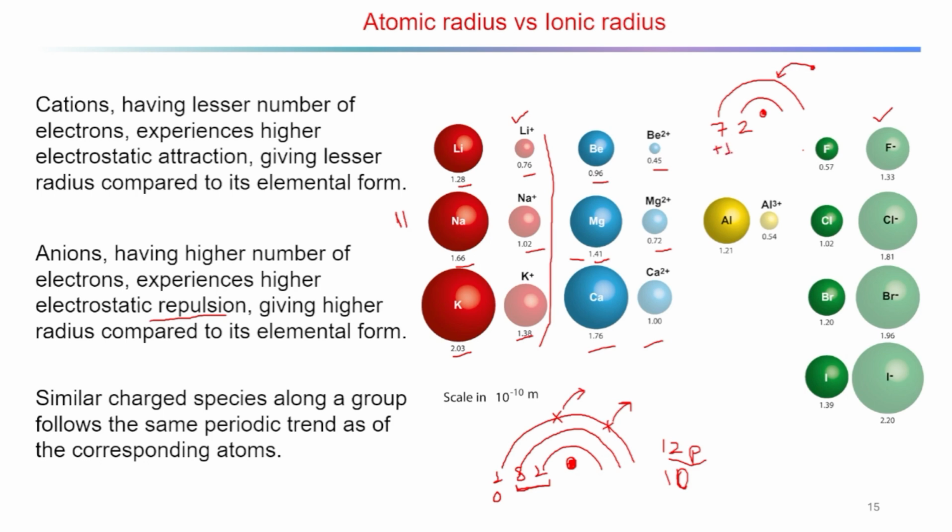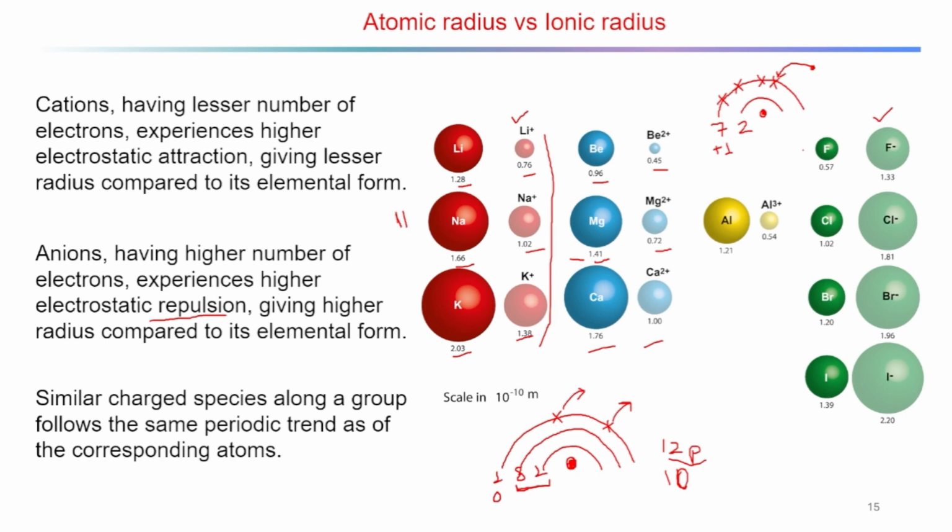Now we have 2 electrons in the first orbit and 8 electrons in the next orbit. So in case of fluoride, we have a total of 9 protons but 10 electrons. So we are putting one extra electron. We already had 7 electrons, and then we are putting one more electron. So what will happen if we increase the number of students? There will be more chaos, right? More fight, more quarrel. So when we are adding one more electron, the electron-electron repulsion increases.